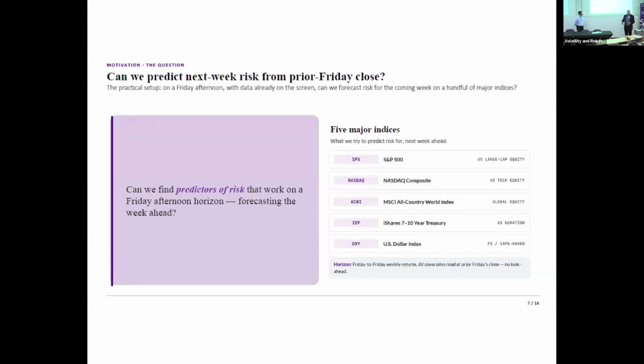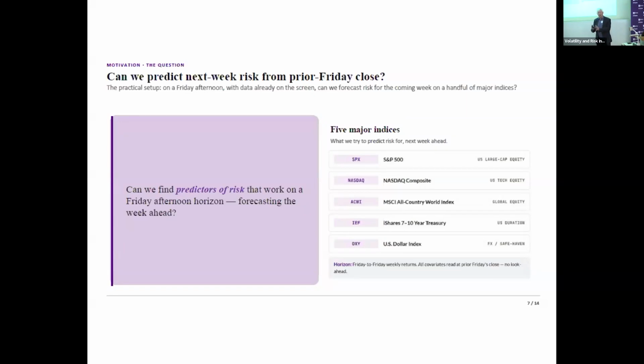Today's Friday. What we want is a measure that we can see today, which gives you an idea what the risk is of different asset classes next week. And we're going to use historical data to see what the indicators are today that would tell you that. So we're going to look at the S&P, NASDAQ, ACWI, the international index, IEF, which is a treasury index for 7 to 10 year treasuries, and a dollar index.